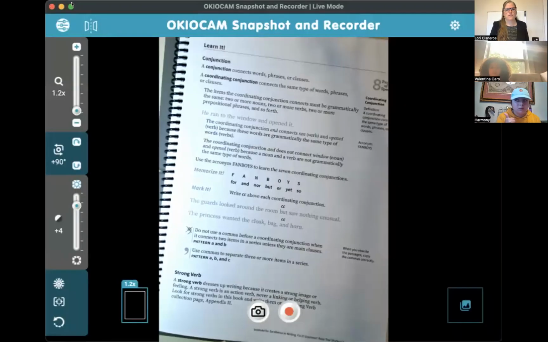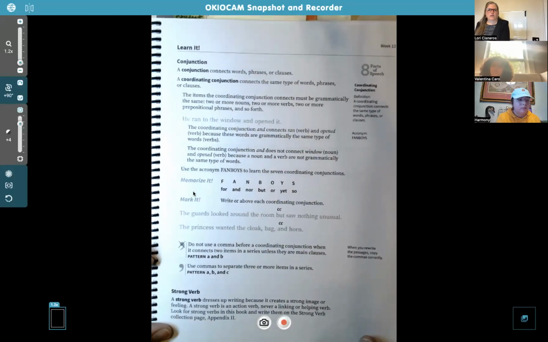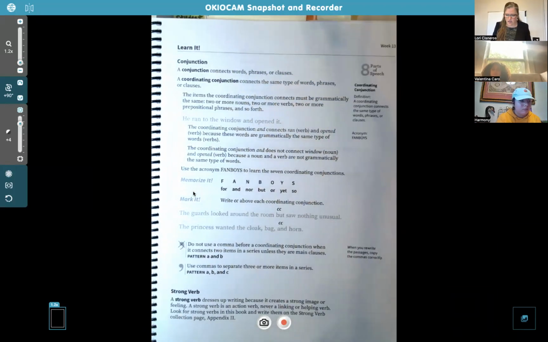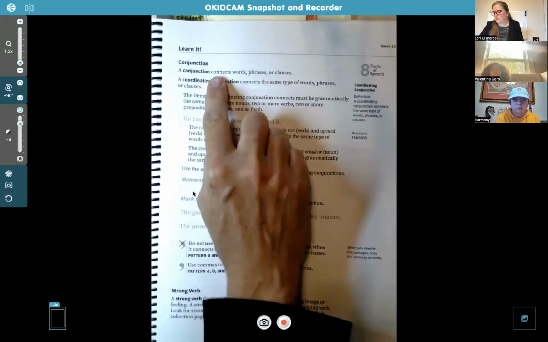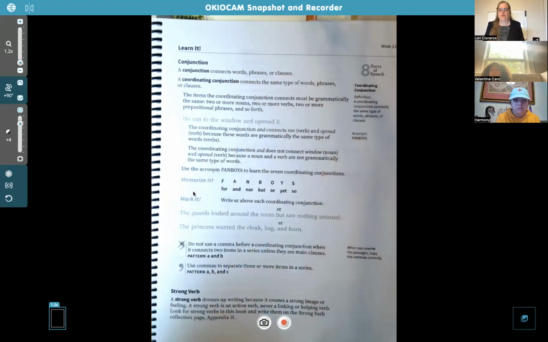Turn to page 73 in your grammar books. 73 is where we are today. Okay, we're talking about conjunctions today. That's another form of word in English grammar, and it basically means it connects words, phrases, or clauses. And in this book, they've come up with a little word. It's called an acronym, and basically each letter stands for something, but I'll tell you about that in a minute.